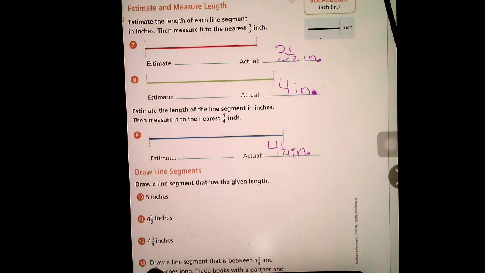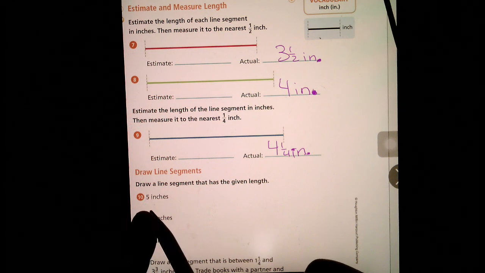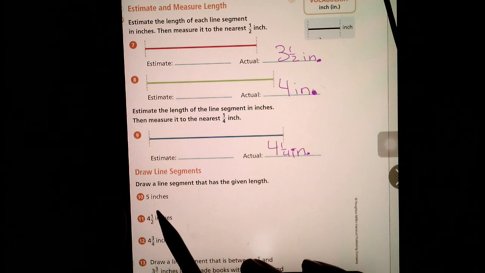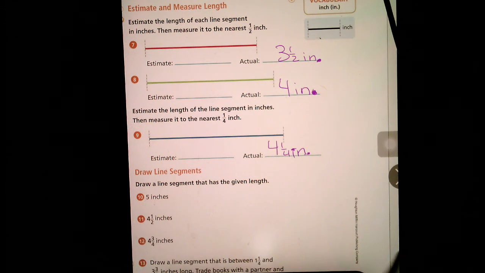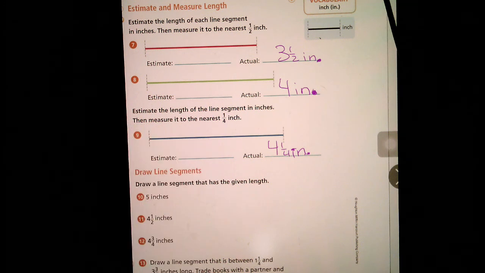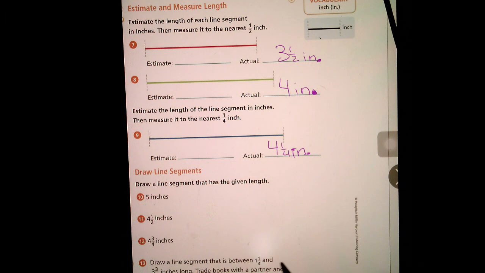Now let's take a look at number 10. Here, again, you have to draw a line segment that has the given length. So you just have to measure it and make sure it is the length that it's supposed to be. Again, this is going to be in Google Docs, and you can just check to make sure it's 5 inches for problem number 10. That's all. Okay, so that's an easy page for you to do. So pause the video. We're going to turn the page.